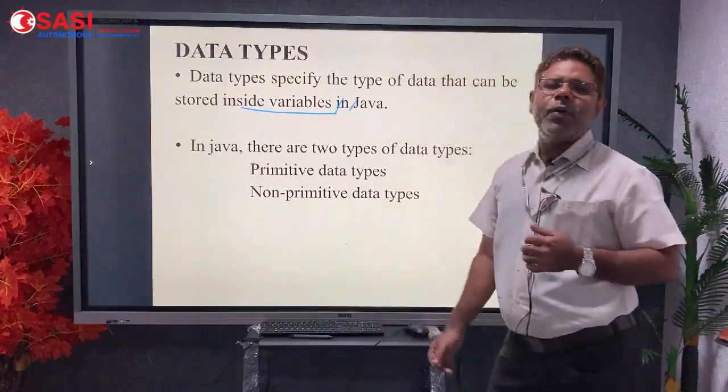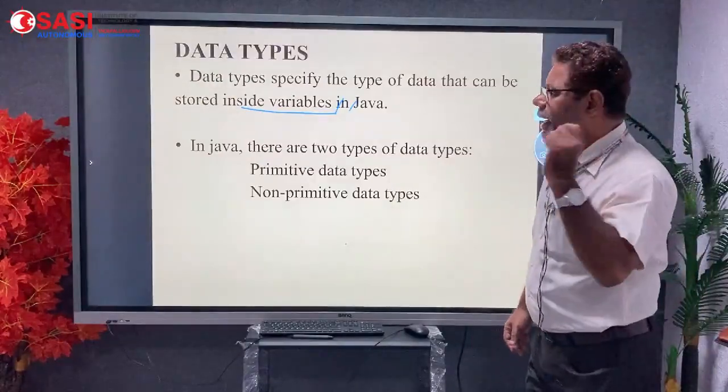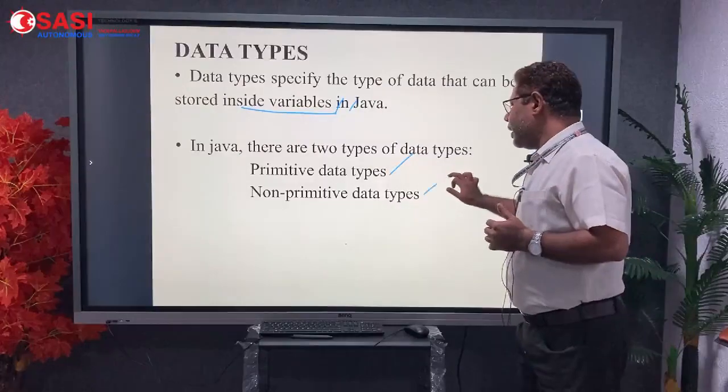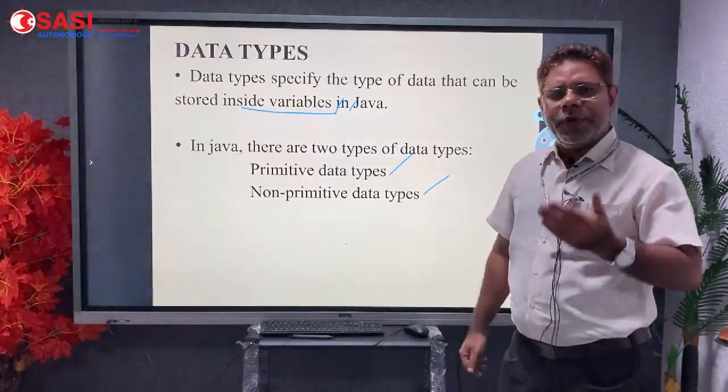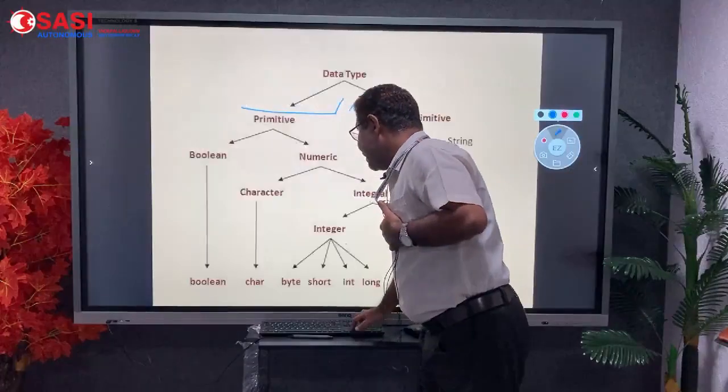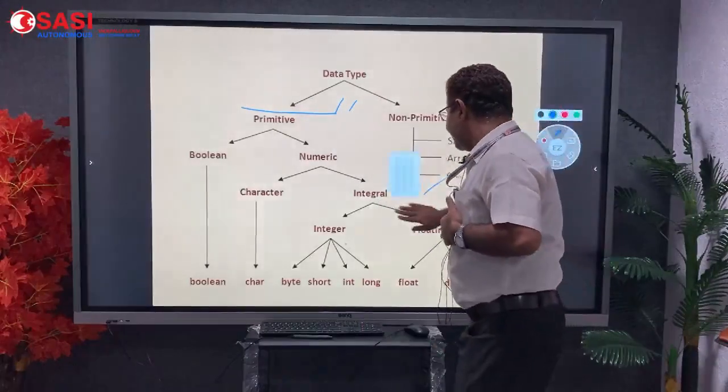Here in Java we have two types of data types. One is the primitive data type and the second is the non-primitive data type. We can see one by one what the primitive data types and the non-primitive data types are. See this example, see this diagram.